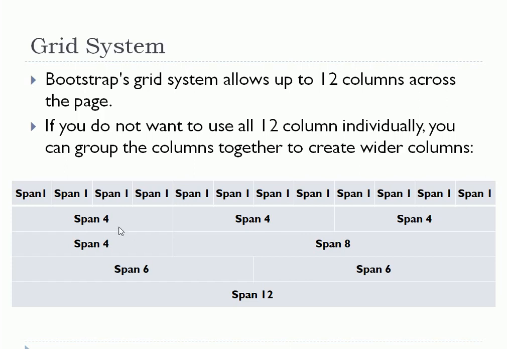Again, it is not necessary that every column should be of the same width. It can be of different widths, like this: one column is of width 4 and one column is of width 8. This is 6 and 6, and if I want to use the entire row as a single column, I set the column width to 12. Just remember that in total you have 12 columns, so you can distribute them as per your requirement, but finally the sum should be 12.